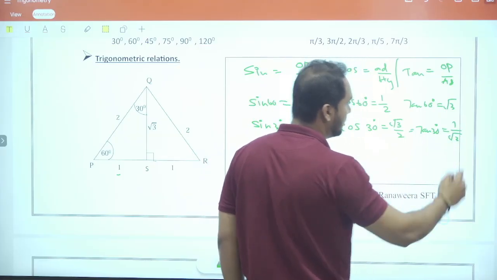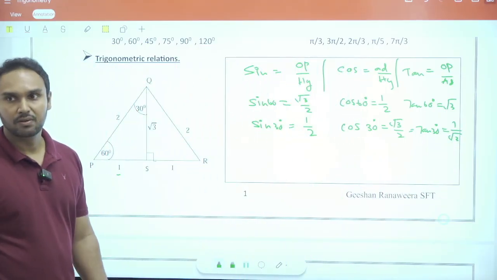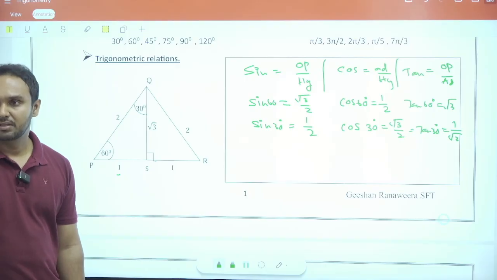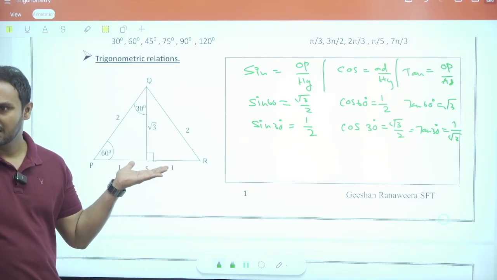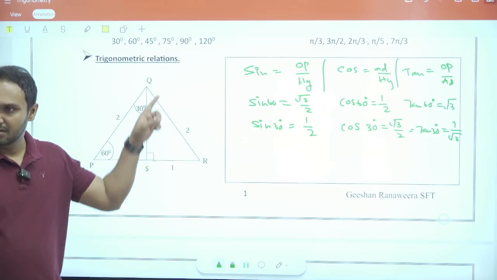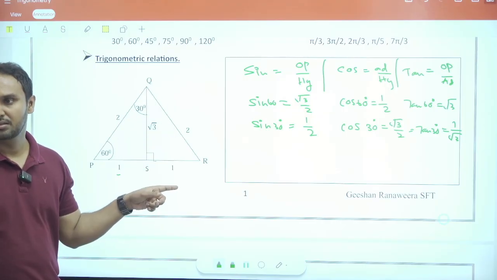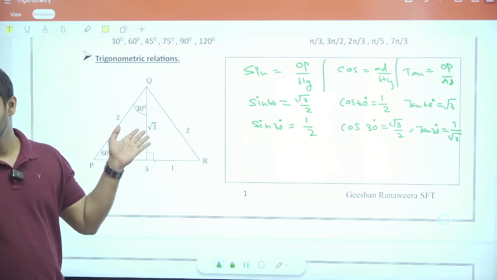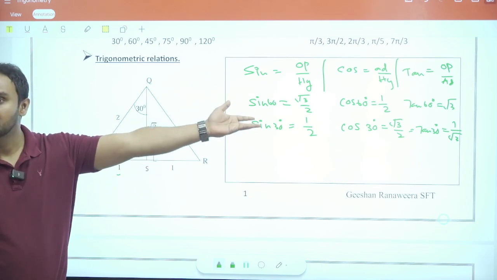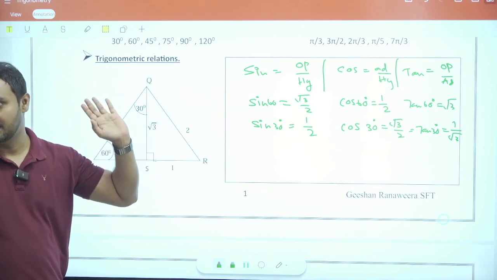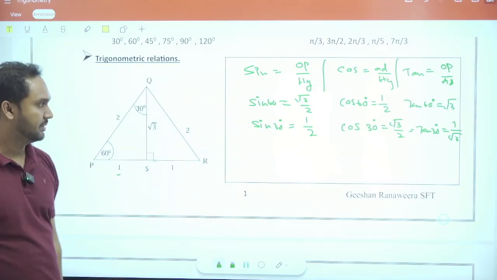So if you ever forgot any of the trigonometric values or the ratios, easy. You draw the triangle, draw the sector, find the sector's height, that will be root 3, and 60 and 30 degree angles are there. So put the ratios, you get the angle values, right? Easy.